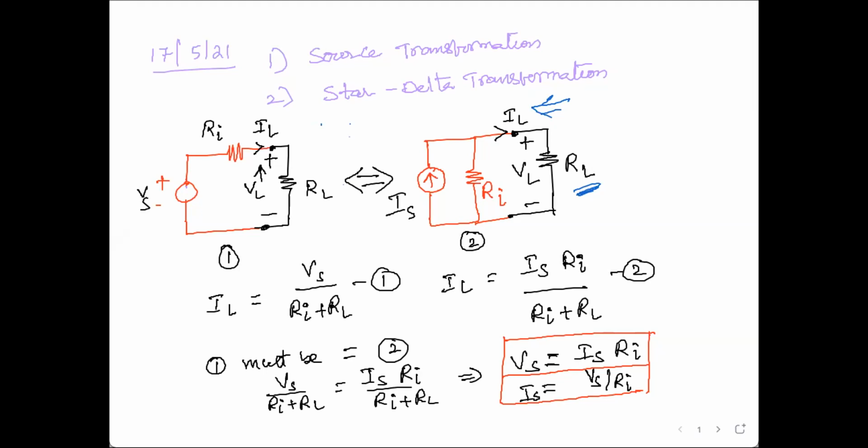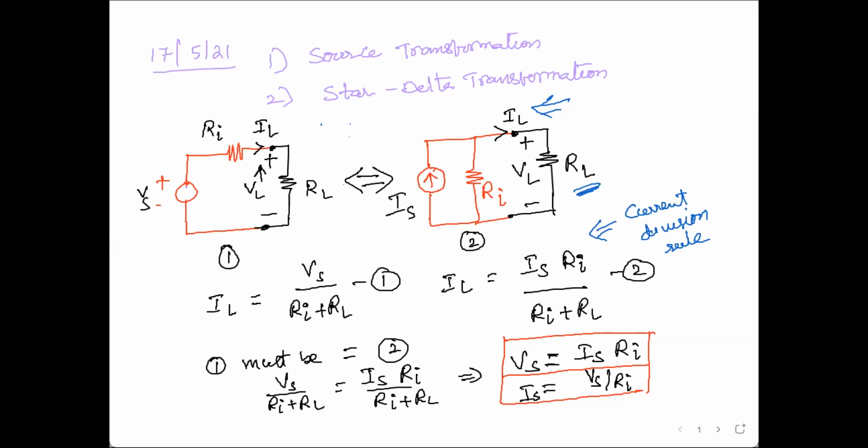This is simple. Two resistors in parallel fed by a current source. In that case, I told you that we can use the current division rule. Highest resistance will receive the lowest current, and lowest resistance will receive the highest current. Based upon that, we can write IL is equal to IS into RI by RI plus RL.